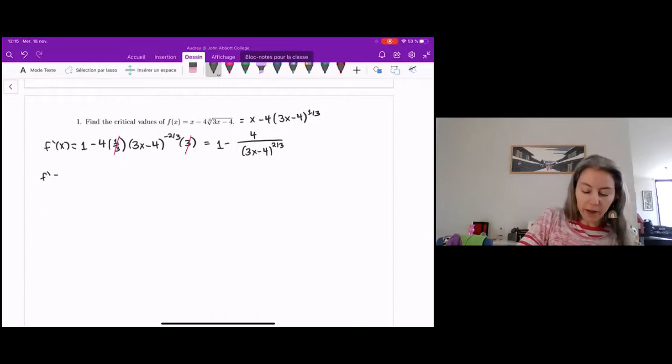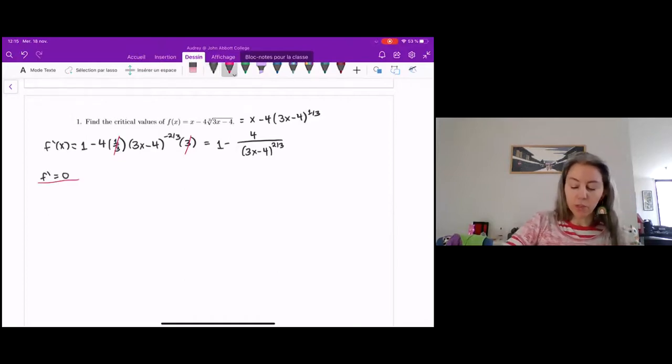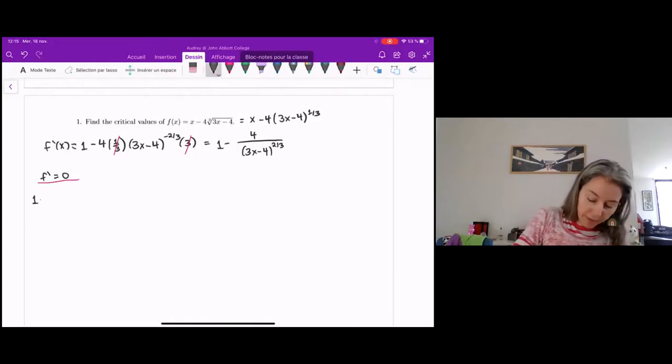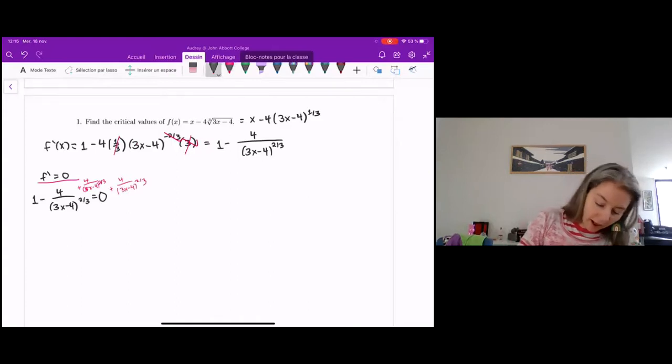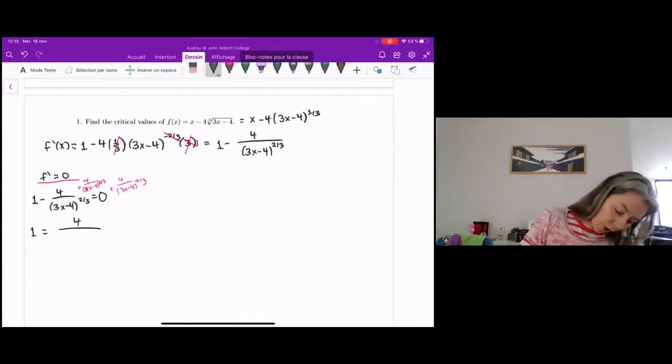Now, I want to find where f prime is equal to 0. And in order to do that, I'm going to take this whole thing and set it equal to 0. I want to isolate x, so having x on a side of the equation with no addition or subtraction is a good plan. So I'm going to start off by adding this 4 over (3x minus 4) to the 2/3 to both sides, so that I have 1 is equal to 4 over (3x minus 4) to the 2/3.